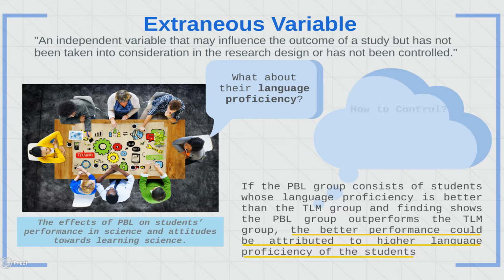One way to control an extraneous variable which might influence the results is to make it a constant. That is, keeping everyone alike on that variable.